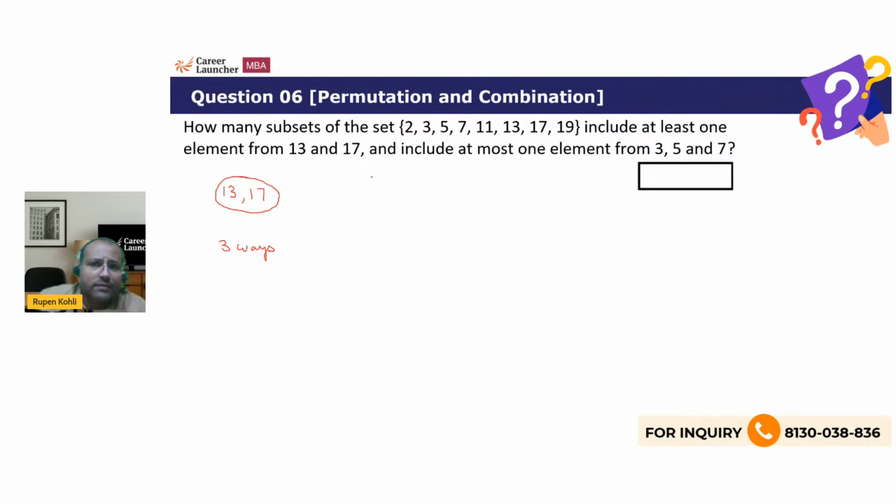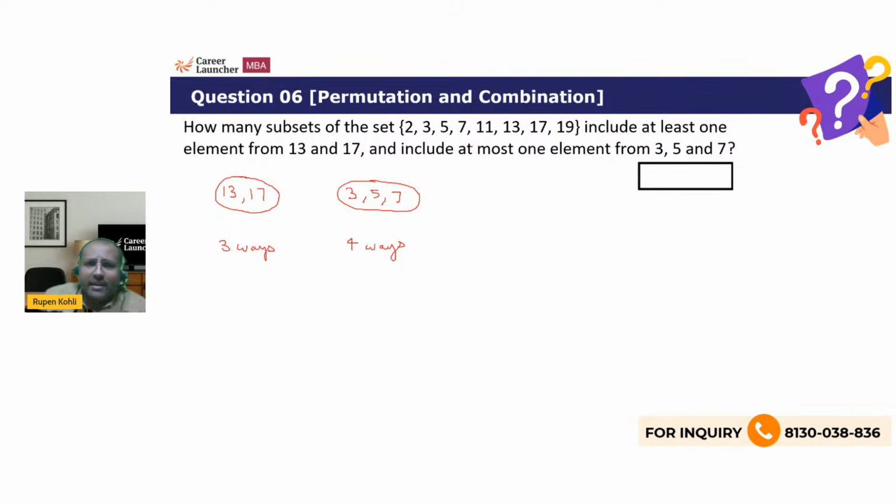Include at most one element from 3, 5, 7. At most one, so less than or equal to 1. So how many ways can we select from 3, 5, 7? You can select either 0 elements or 1 element. So one way to select nothing, or select 3, or select 5, or select 7. So 4 ways to select from 3, 5, 7. What are those 4 ways? Nothing, or 3, or 5, or 7.